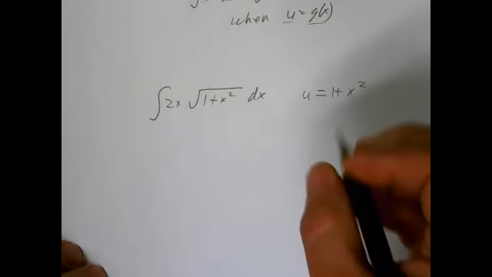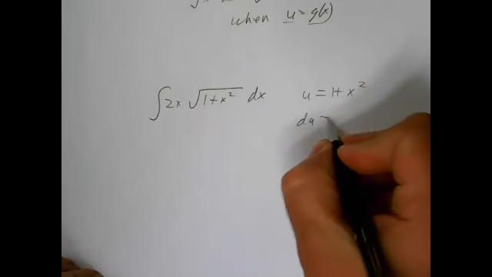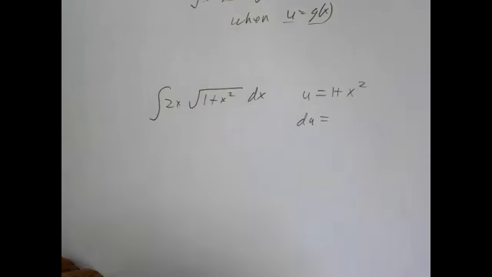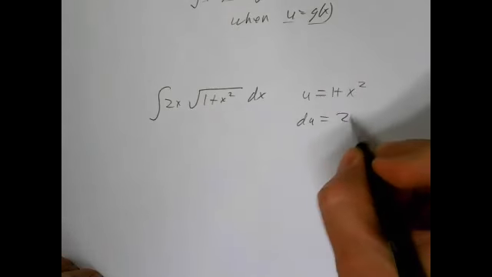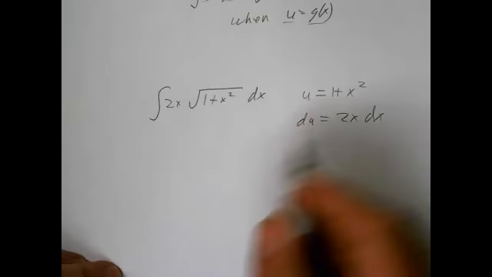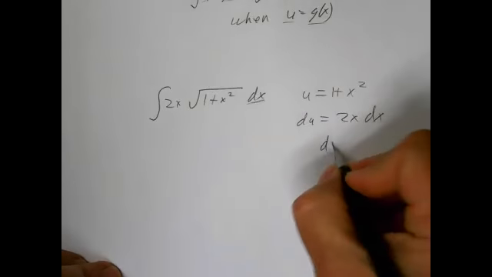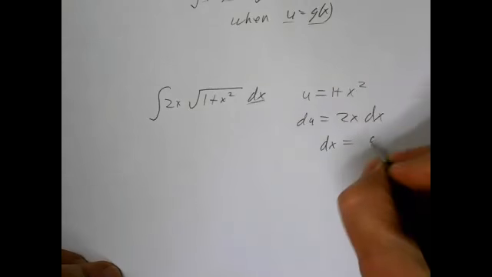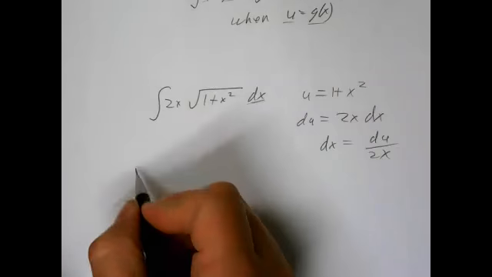All right, so now you know what u is. We need to know what du is equal to. And again, differentiating both sides, du would be 2x dx. Now, something that not everybody does, but something that I'm in the habit of doing, is since the dx is what's in the problem now and it needs to be replaced, I solve for it. I get that dx is du over 2x.